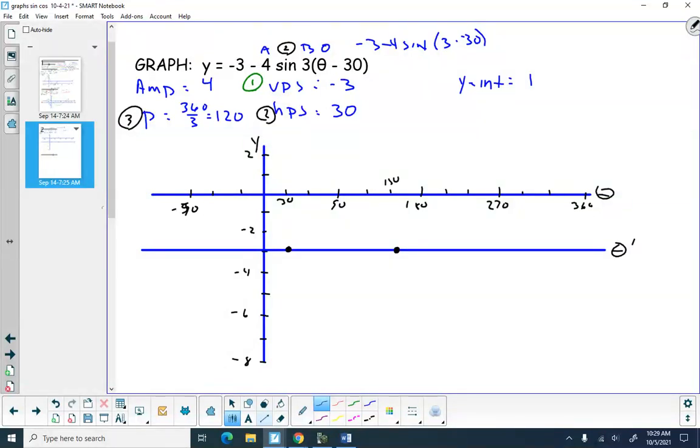Now we start playing our games of halves. Halfway between 30 and 150: add them together, hit enter, divide by 2. Where are we at, Bryce? 90 degrees. Now we have to remember we're dealing with the sine curve. Sine curve, we start on the prime axis. We can climb, and then we can drop, and then we climb back up again. So if I hit my prime axis here at 90 degrees, what's going to be our y value? Where are we going to be? Matea, what do you think?